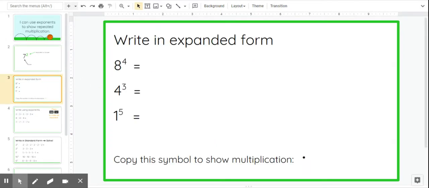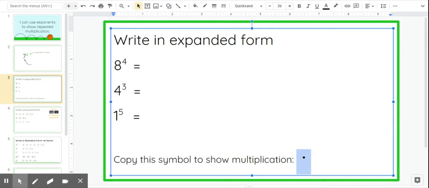So here's how it works. 8 to the power of 4 means you have 8 times itself 4 times. Okay, so it's the base number multiplied by itself, the number of times that the exponent tells us. So I'm going to grab this multiplication sign here. So I could write this as 8 times 8 times 8 times 8. 8 times itself 4 times. And for this one, we're not going to find the answer. We're just going to practice writing it out.